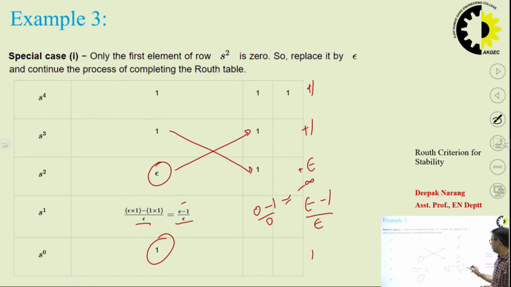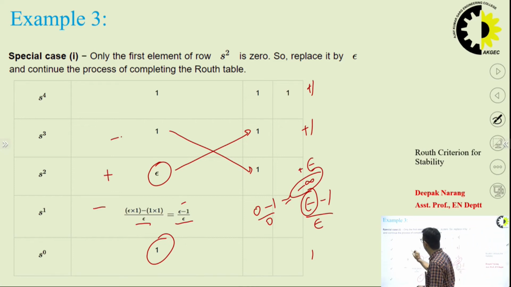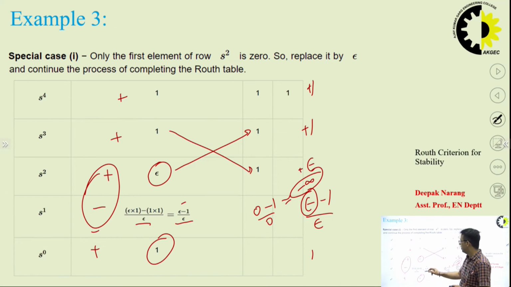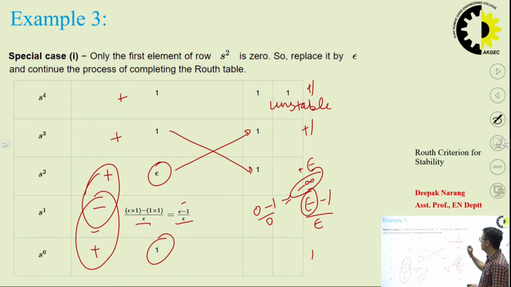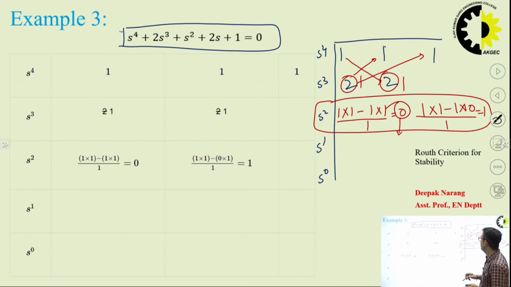So whatever number we put here, we will get a minus sign. So here a sign change is there. We see basically two sign changes are there. So this system is unstable. We cannot say this system is a stable one. This is one way of solving this special case. What else can we do?